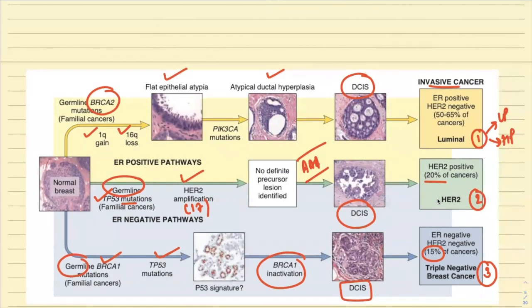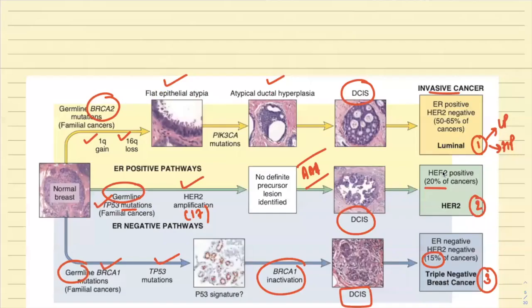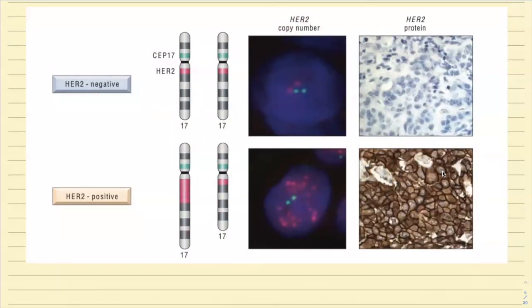The molecular pathogenesis of sporadic breast carcinoma? Yes, the pathogenesis of ER, HER2 and triple negative breast tumors. Is it very clear to everyone? Okay. Yes. Now this is the HER2.